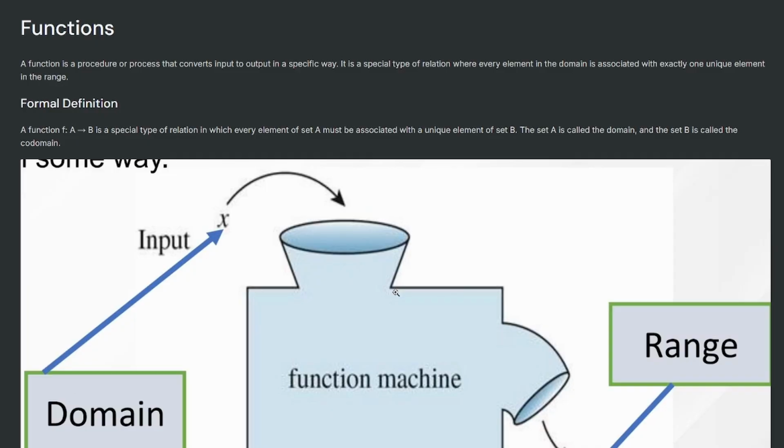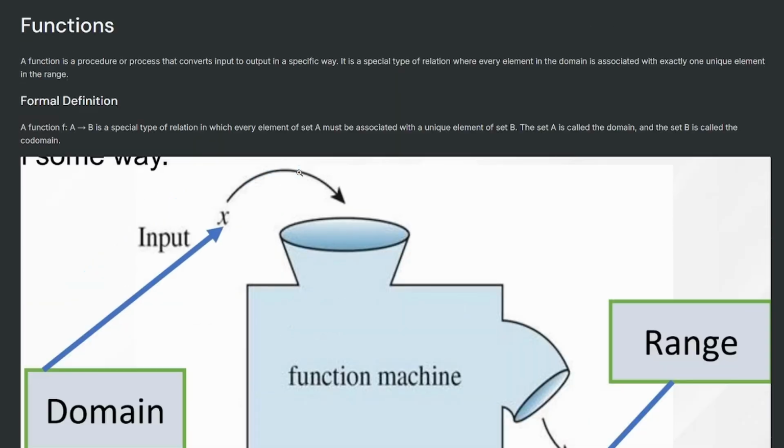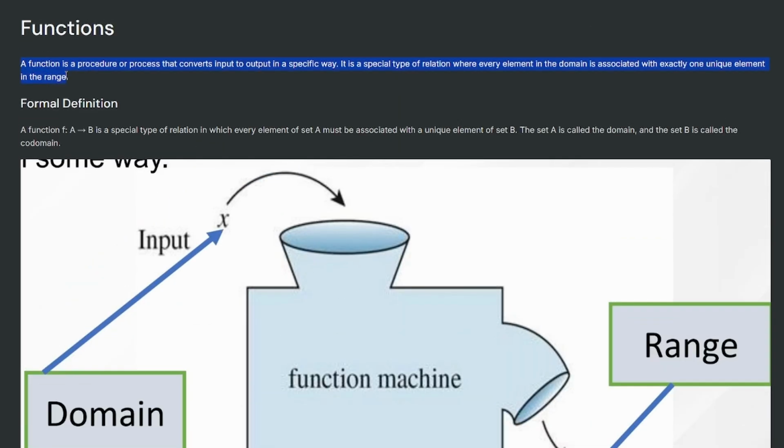Okay, let's talk about functions. What are functions? For me, functions are basically like machines, a computer. You give some input, it processes something and gives output. In language form, a function is a special type of relation in which every element of set A must be associated with a unique element of set B, where set A is the domain and set B is the codomain.